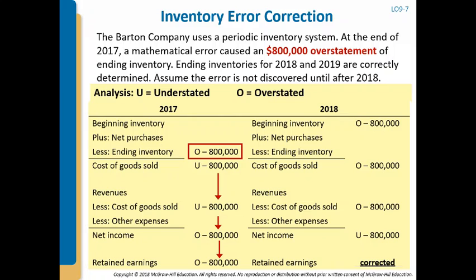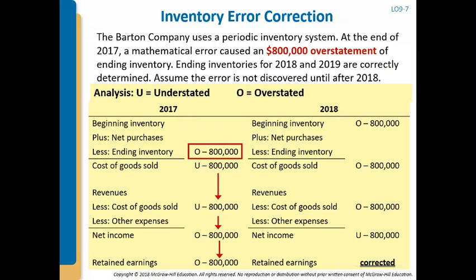So here we have a situation where a mathematical error in 2017 caused an $800,000 overstatement of ending inventory. Because ending inventory is overstated by $800,000, what should have happened is that $800,000 should have been included in cost of goods sold. Therefore, because your ending inventory is overstated, cost of goods sold is understated, therefore net income is overstated, thus retained earnings is overstated in 2017.